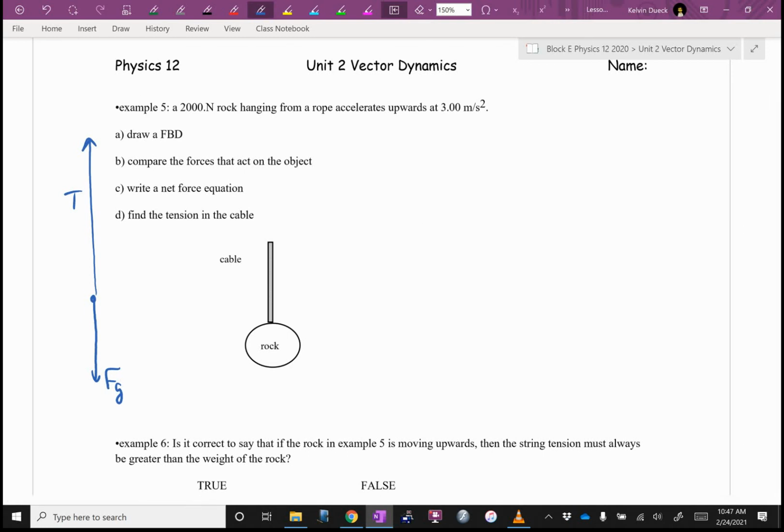B says compare the forces that act on the object. I did that in my free body diagram; I figured out which one is bigger. C says write an equation. Who's winning? Tension minus gravity. F net, but since F net is ma, we can go tension minus gravity equals ma.